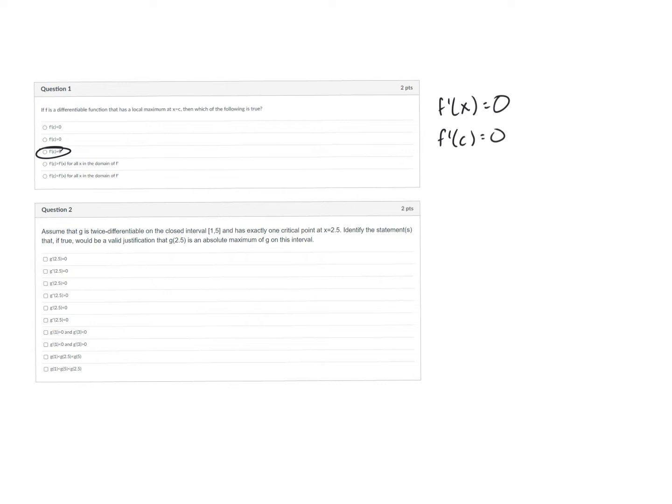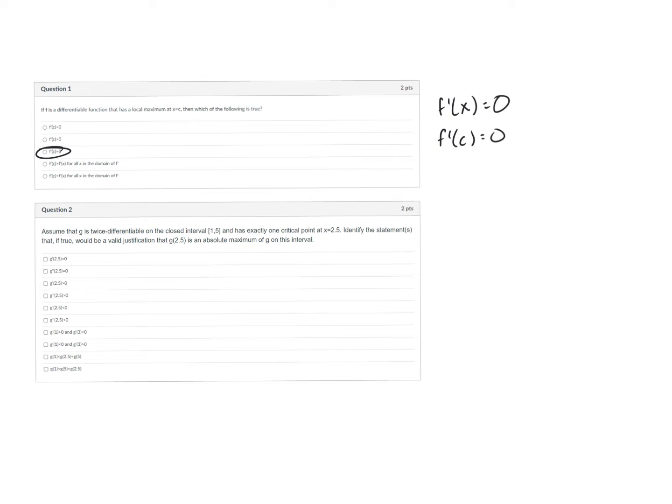Because we know it has to equal 0, those first two options are going to be out. These last two options are saying that f prime of c is either greater than or less than f prime of x for all x in the domain. What this is saying is either this is a maximum or a minimum, but not a max or min for the f function, it's for the f prime function. Since x equals c is a maximum on our function f, we don't want to use that to describe the derivative function.